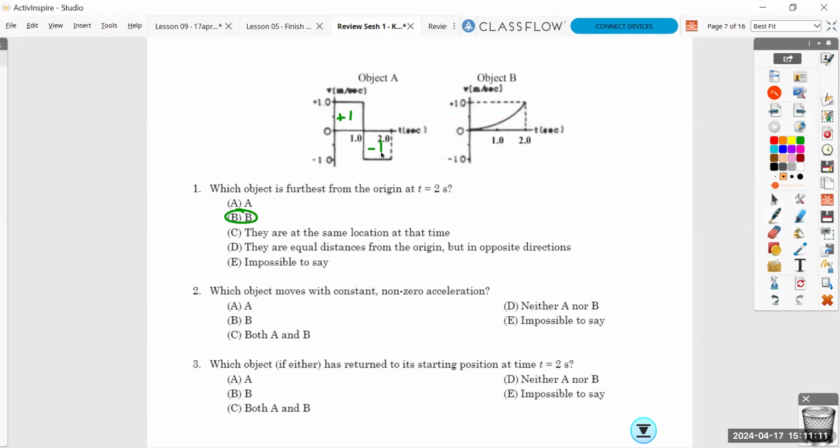If something did move like that, it would suddenly chunk back to going backwards and end up back where it started. All right, which object moves with constant non-zero acceleration? I said A. I say neither. Well, A has no acceleration. There's no slope. It's not A. All right, so let me think about sketching an acceleration graph for object A, which is a little bit of a strange beast, right?